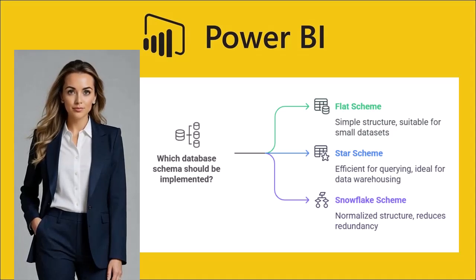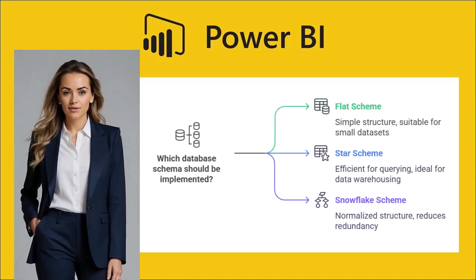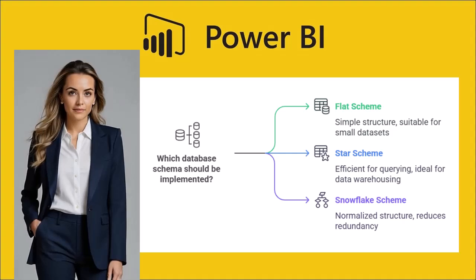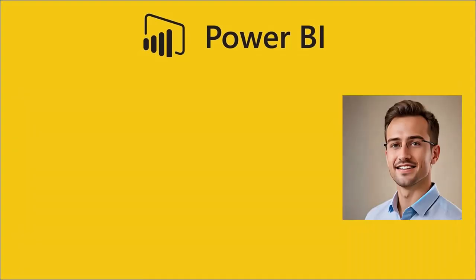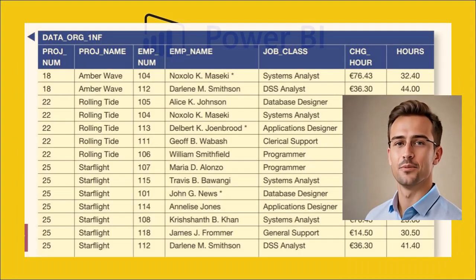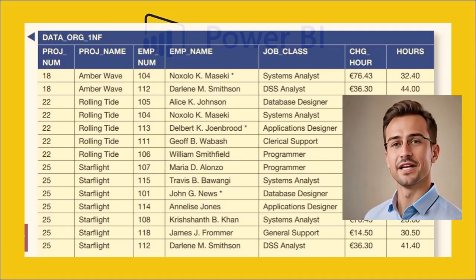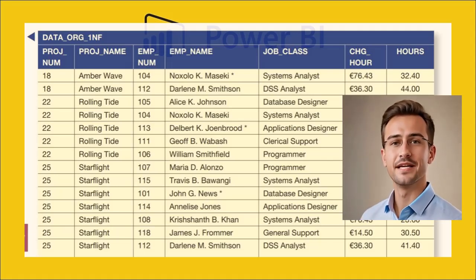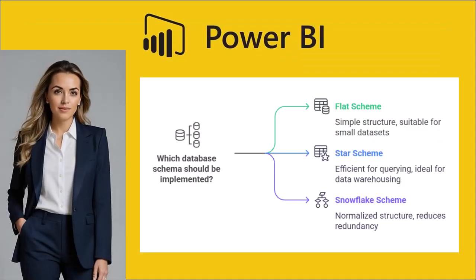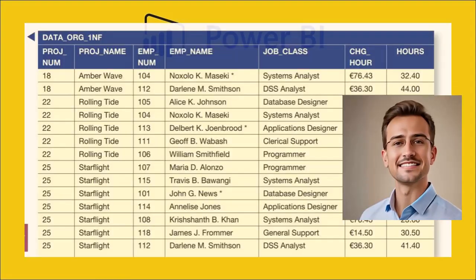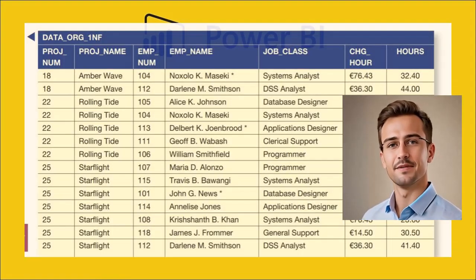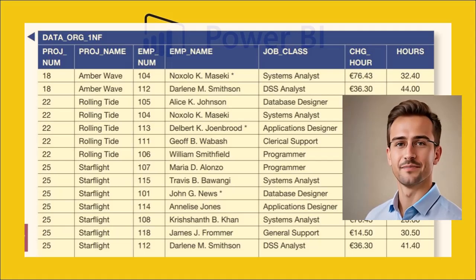Today, we're learning about three common database schemas: flat, star, and snowflake. Let's break it down. A flat schema is like a big table with all your data in one place. Imagine an Excel sheet where each row has all the customer, product, and sales data, repeated over and over. So it's simple, but not efficient? Exactly. It's easy to read, but wastes space and is hard to update.